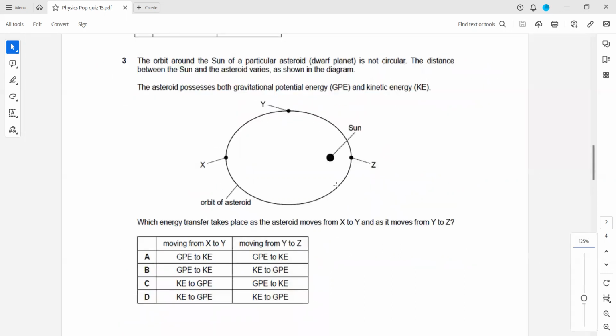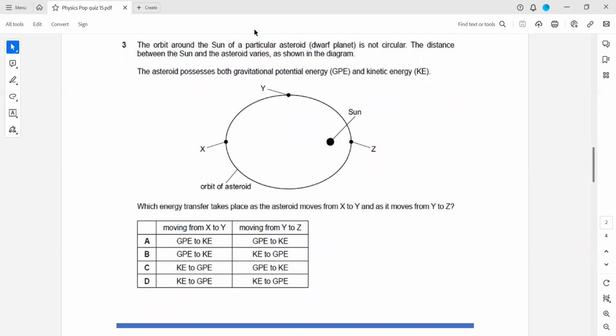In question 3, the orbit around the Sun for a particular asteroid or a dwarf planet is not circular. As you can see here, the distance between the Sun and the asteroid varies as shown in the diagram. The asteroid possesses both GPE, the gravitational potential energy, and kinetic energy. Which energy change takes place when an asteroid moves from X to Y and then from Y to Z? So, like which form of energy is increasing and which one is decreasing?